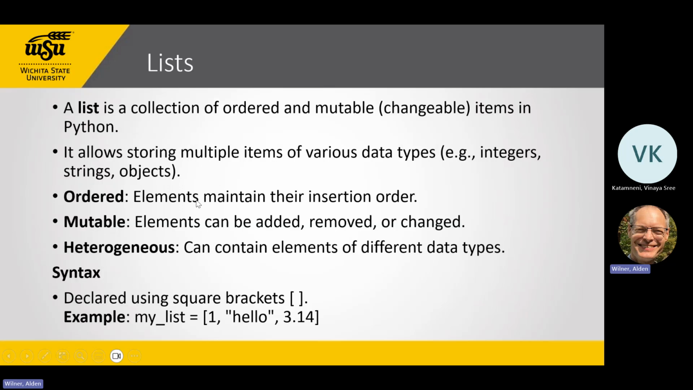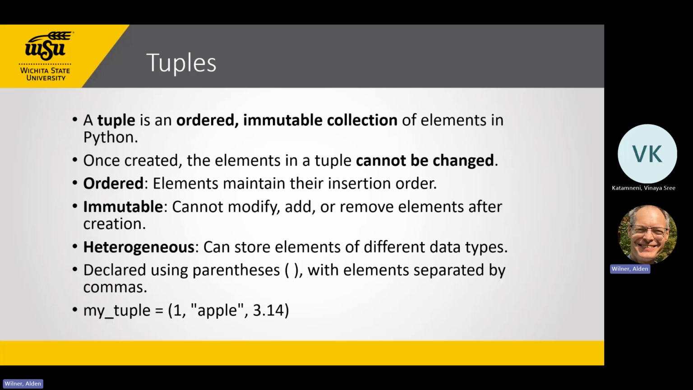So that's pretty straightforward. A list is a collection of ordered and mutable, changeable items in Python. So you can store multiple items of different data types. It's ordered. The first thing you put in your list is at position 0. The second thing is at position 1, position 2, and so on. You can add, remove, and change things. You can have different types. Syntax: my_list equals square bracket, 1, comma, hello, comma, 3.14, close bracket. I've initialized the list to have 3 items, an integer, a string, and a floating point.